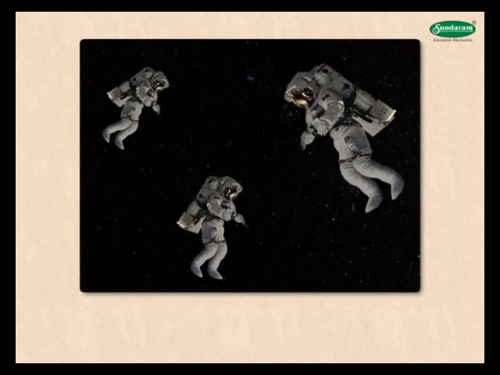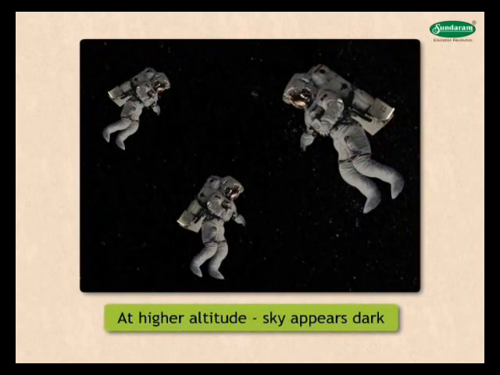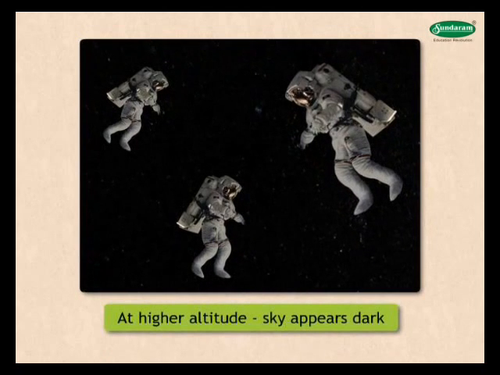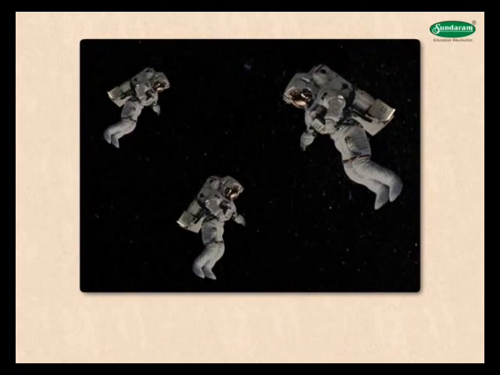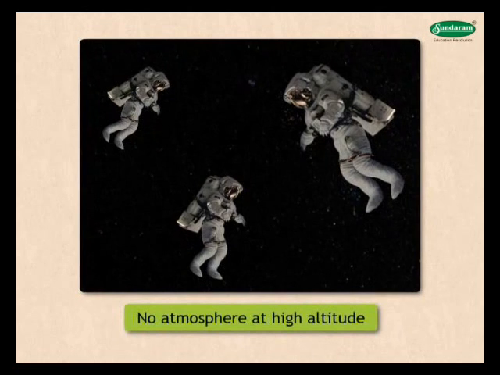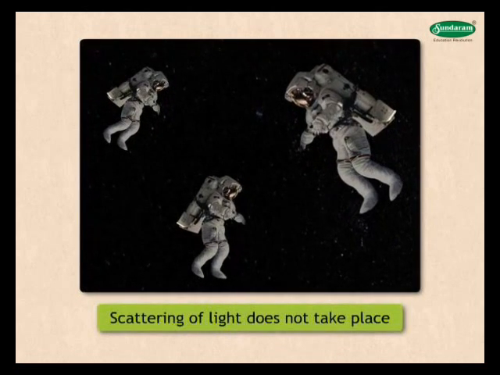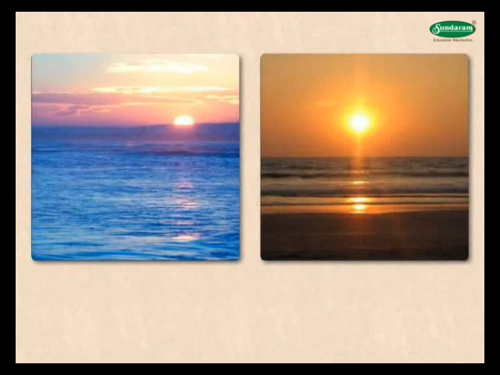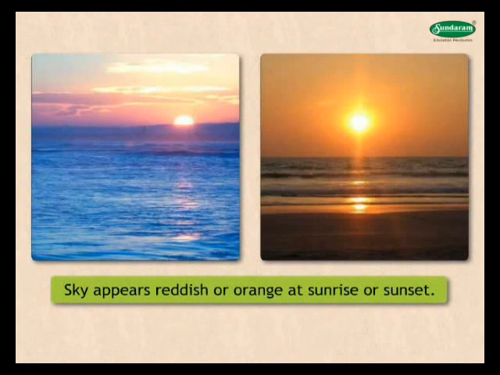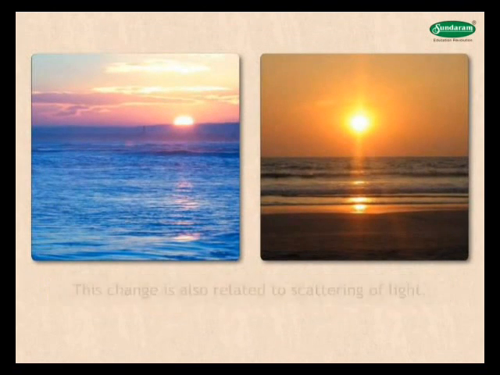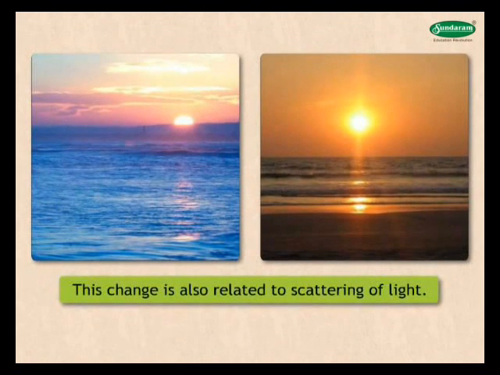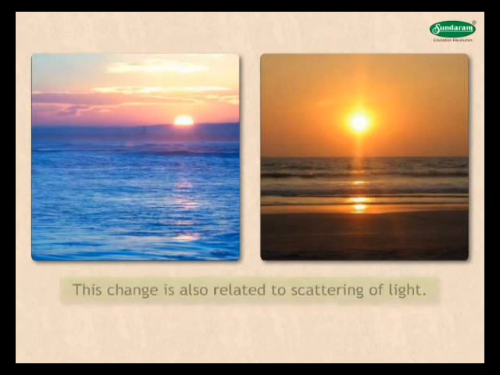When astronauts fly at higher altitude, the same sky appears dark to them. This is because there is no atmosphere at high altitude and so the scattering of light does not take place. Even though the sky looks blue, it appears reddish or orange at sunrise or sunset. This change is also related to the scattering of light.